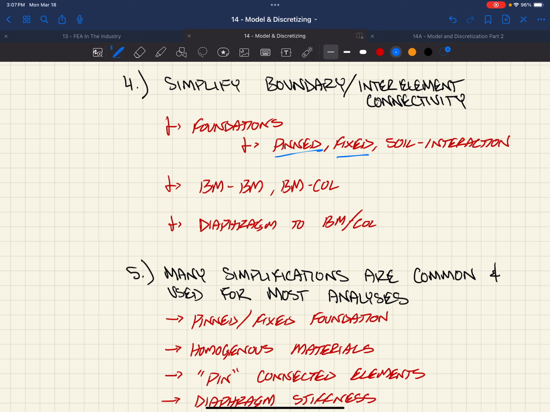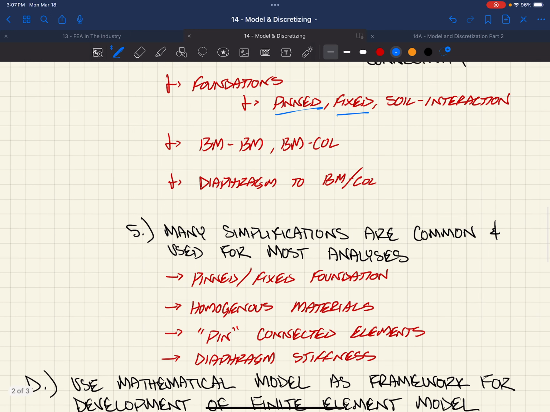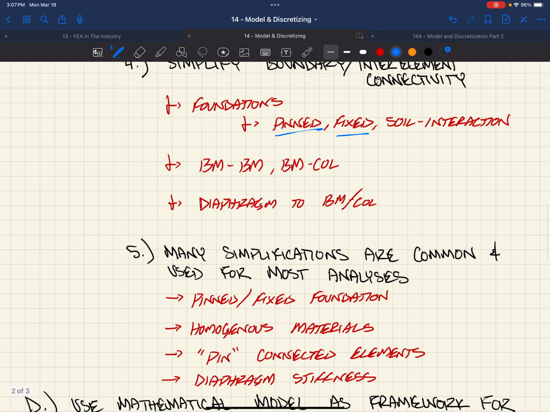A lot of times we make the very approximate assumption that our foundations are either pinned or fixed, right? We have boundary conditions at beam to beam and beam to columns, right? Those simple connections are fully restrained moment connections. We have diaphragms to beam to column connections. We have to worry about that. If we're trying to interconnect beams to diaphragm, we want to make sure that our elements are interconnected at nodes, because that's the only place that elements know that each other exists, are at nodes, right? Not between them.